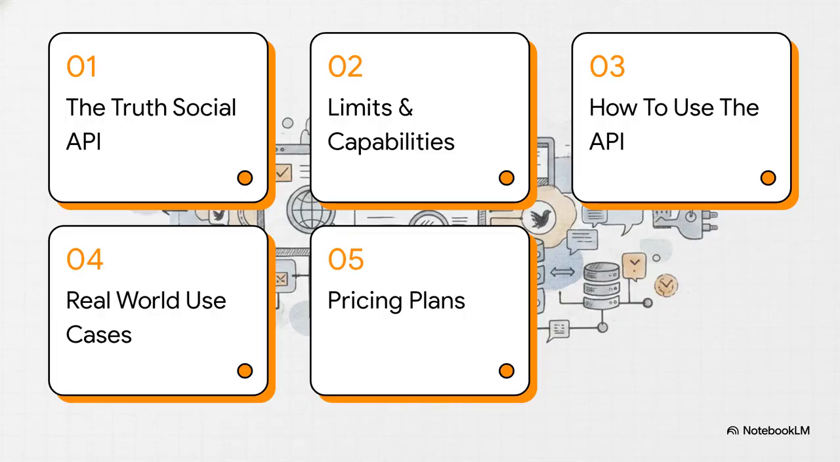So here's our roadmap for this explainer. First up, the Truth Social API. Then, API capabilities and limitations. After that, how to use the API. Then we'll look at real-world use cases, and finally, pricing plans and costs. We've got a lot of ground to cover, so let's get right into it.